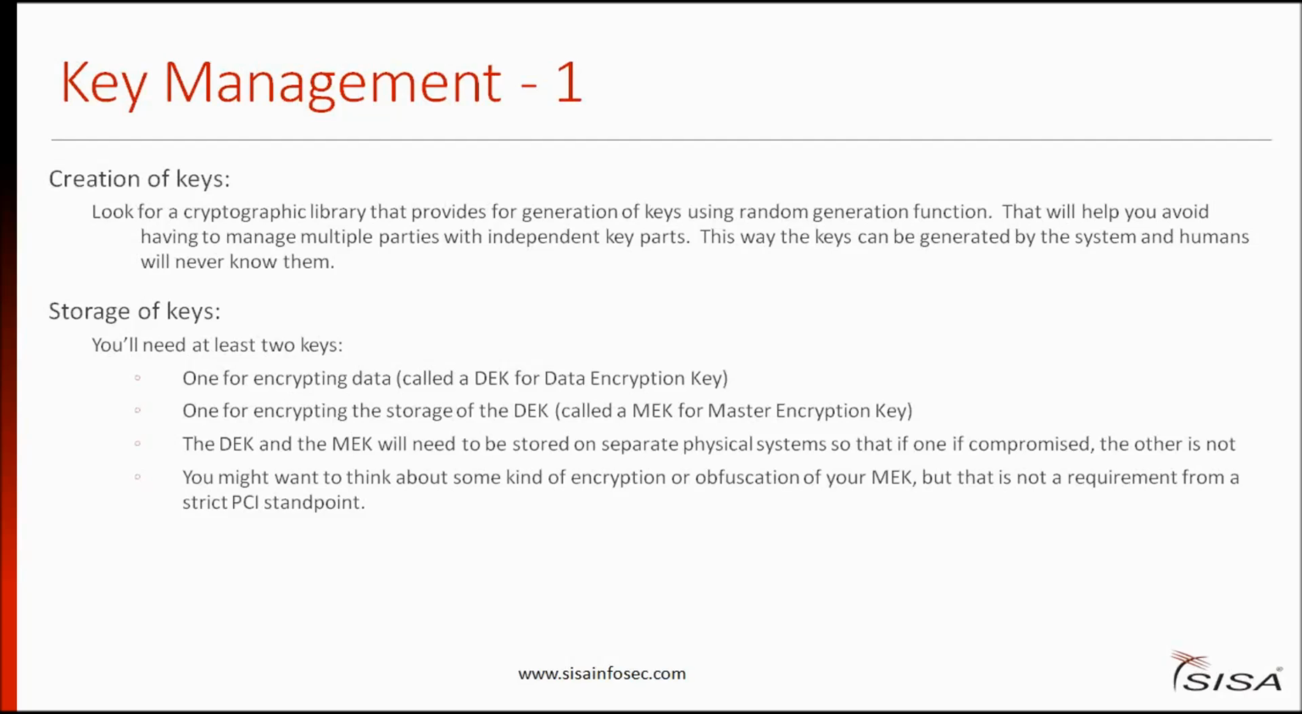In the case of storage of keys, we need at least two keys for PCI DSS. One is called the DEK, or data encryption key, which is used for encrypting the card number or any other data which we need to secure. Then we have something called the MEK, or master encryption key. The MEK is used for encrypting the DEK during storage. While storing both the keys, we need to ensure that the DEK and MEK are stored on separate physical systems, so that if one key gets compromised, the other key doesn't get compromised.